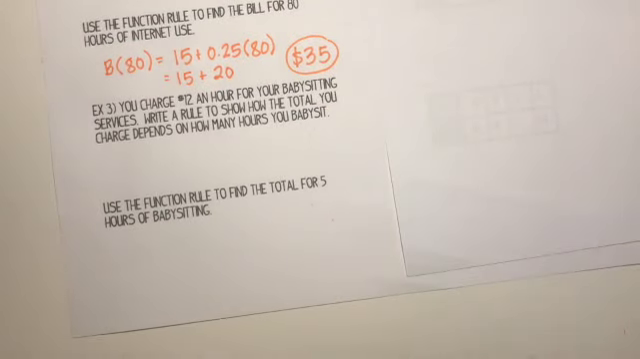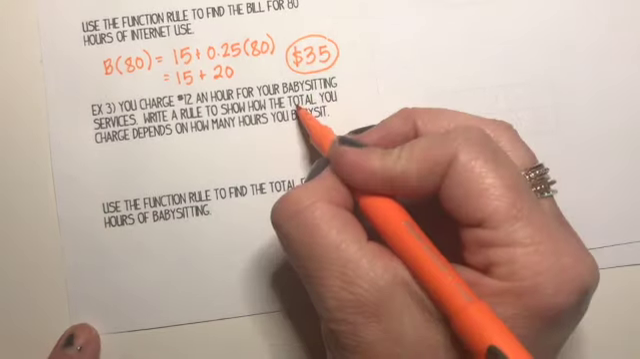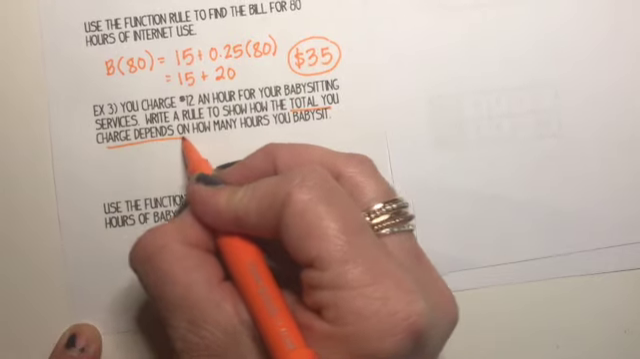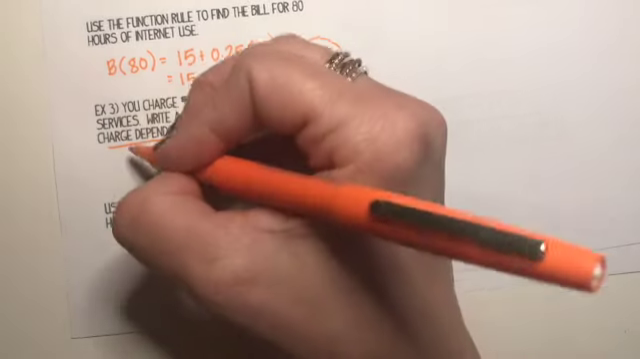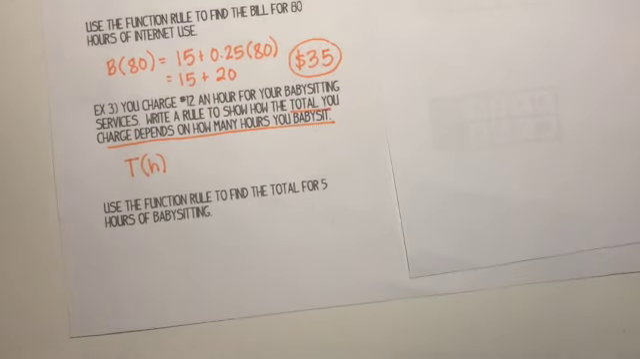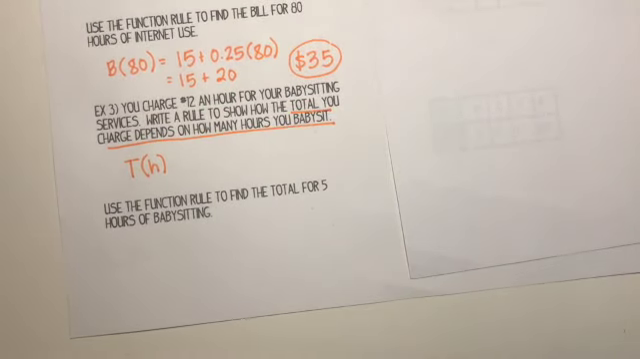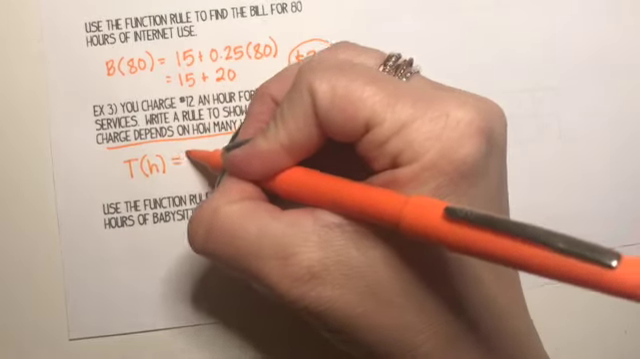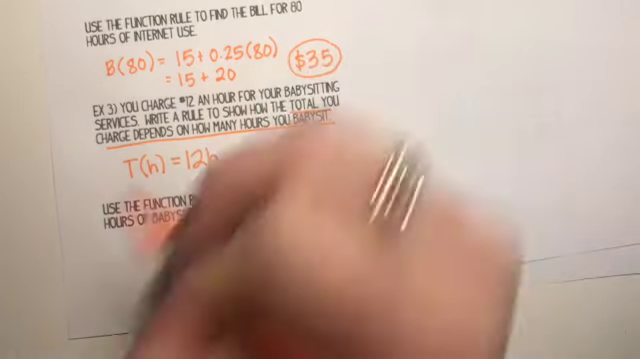Okay, and then number 3. It says you charge $12 an hour for your babysitting services. Write a rule to show how the total you charge depends on how many hours you babysit. So your total depends on how many hours you babysit. Like on your homework and stuff, it doesn't matter to me whether it's T of H or F of H or whatever. It doesn't really matter. But then this is just $12 times an hour.